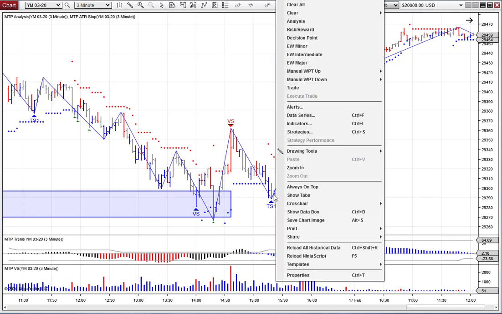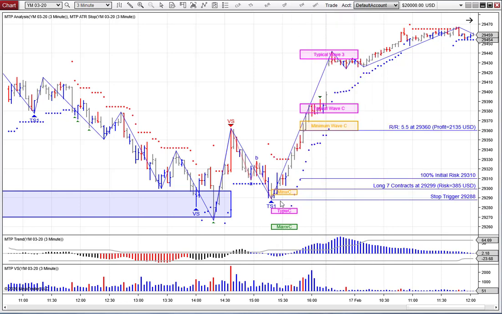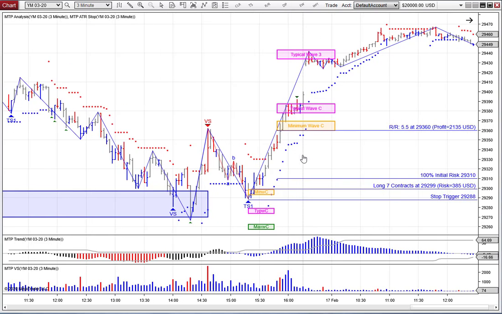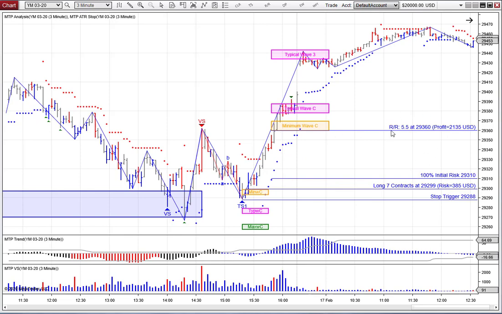So if I right mouse click over this blue buy bar, do analysis, you can see this gave us another trade setup. This went to our first target here, where a profit of approximately 5.5 times the initial risk was available. So that was a very good trade there. And as you can see, the profit was much larger than the loss we had earlier.